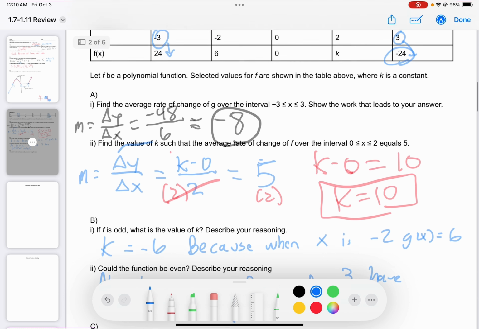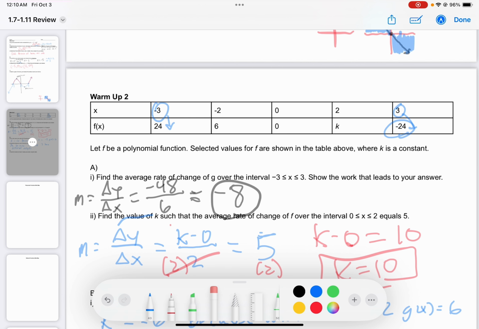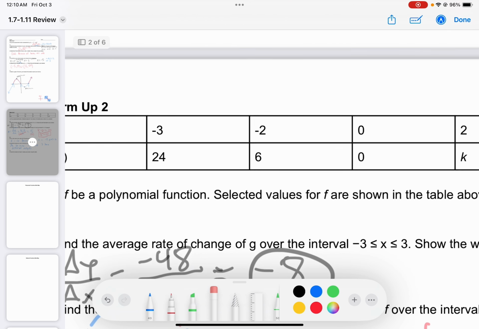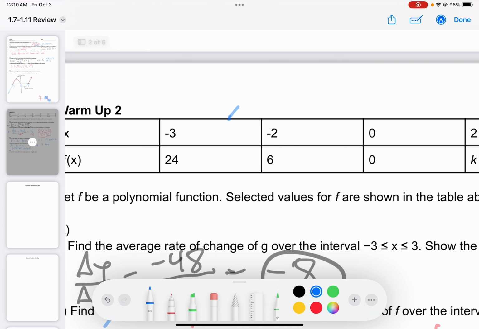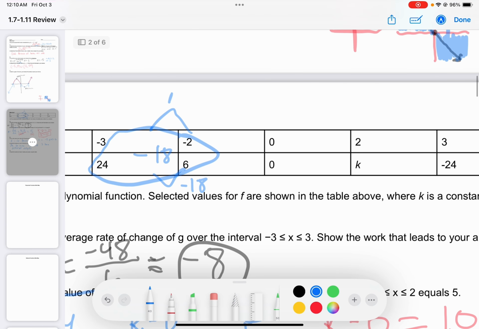Justify your answer using the table. Well, a linear function always has a constant rate of change. So here, let's say we have a change in y over the change in x is 1. We went down how many? We went down 18. So the change in y over the change in x here, from here to here, is -18. So for this to be linear, then this change needs to also be -18. They all need to be -18.